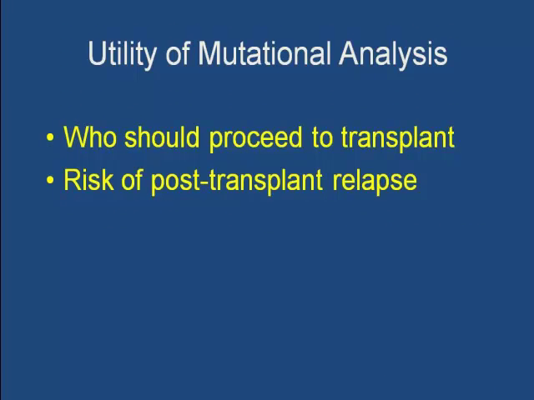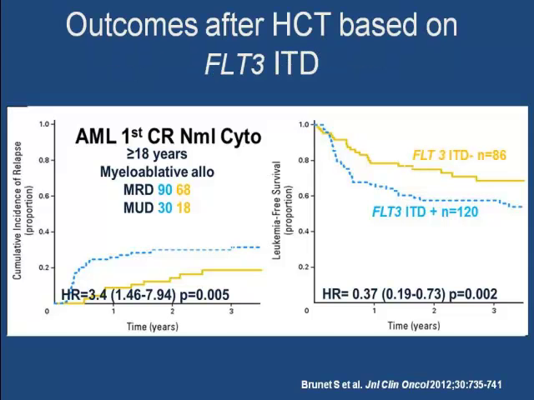Mutational analysis can also be used to determine risk of post-transplant relapse. And this is a study, a retrospective analysis that was done by the Acute Leukemia Working Party of the EBMT. And they looked at all AML patients who obtained a first CR with normal cytogenetics over the age of 18. And they looked at patients who were FLT3 ITD negative, which was 86, and patients who were FLT3 ITD positive, 120. And all of these patients received a myeloablative allogeneic transplant.